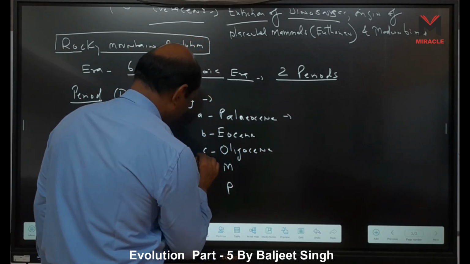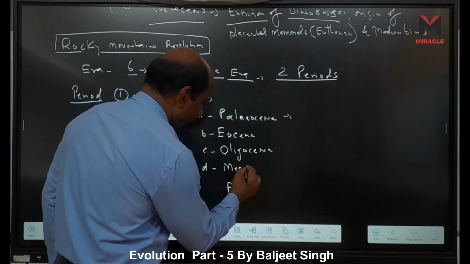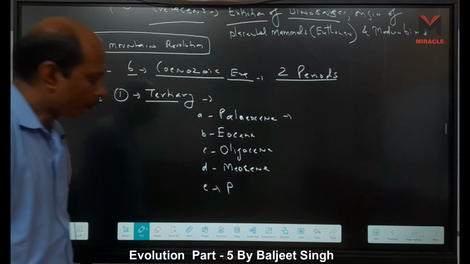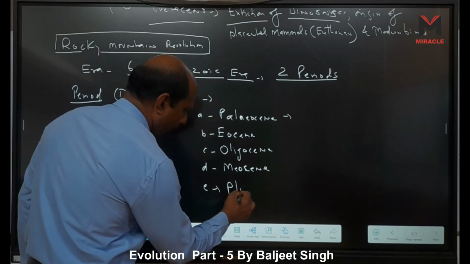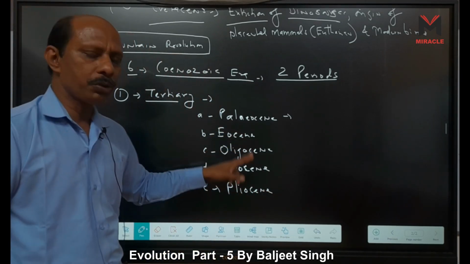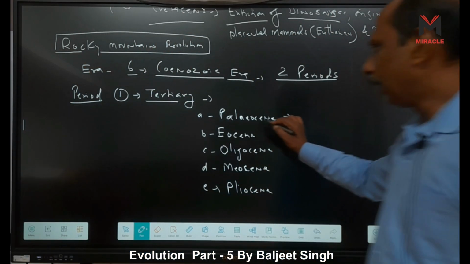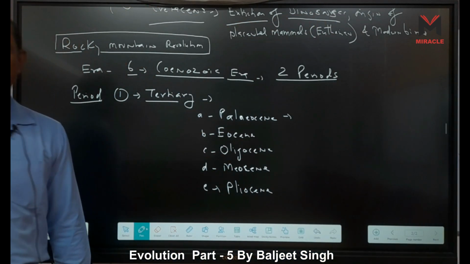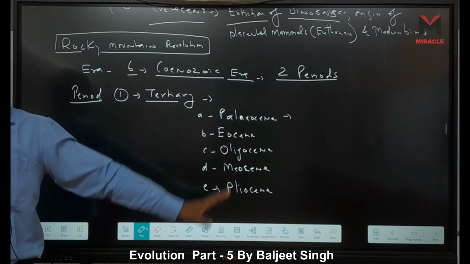Then after that we have M, Miocene, and the fifth one is Pliocene. These are the five: Paleocene, Eocene, Oligocene, Miocene, and Pliocene. Paleocene is the earliest one, then Eocene, then Oligocene, then Miocene, and then Pliocene. These are the five epochs. Our tertiary period is further divided into five epochs, right?